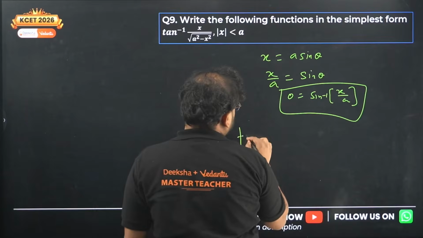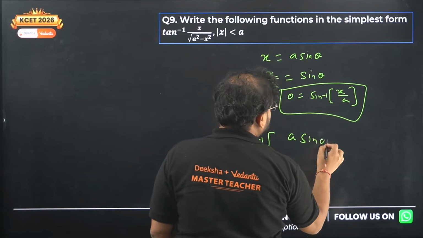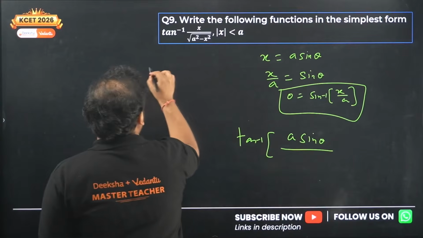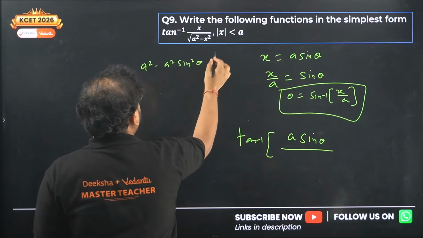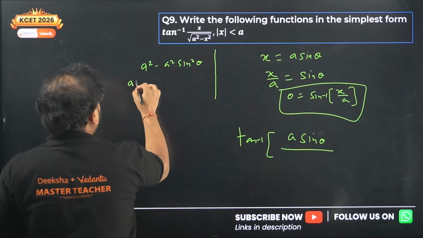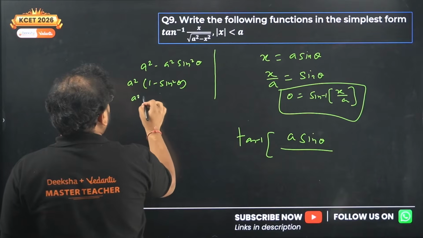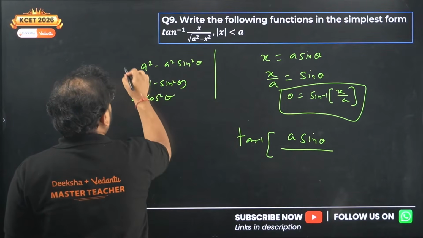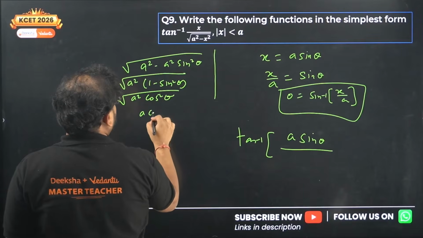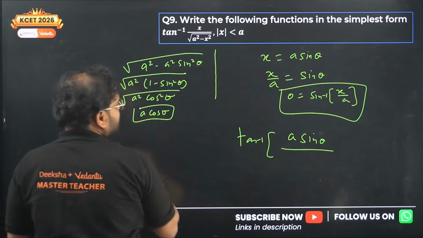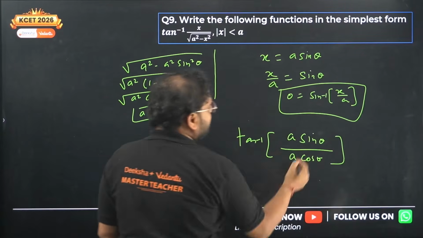We'll get tan inverse. x is nothing but a sine theta, and inside you check a square minus a square sine square theta. Take a square common. It'll become 1 minus sine square theta. A square into cos square theta. Apply root, please. The answer is a cos theta. Life easy now? Yes, sir.